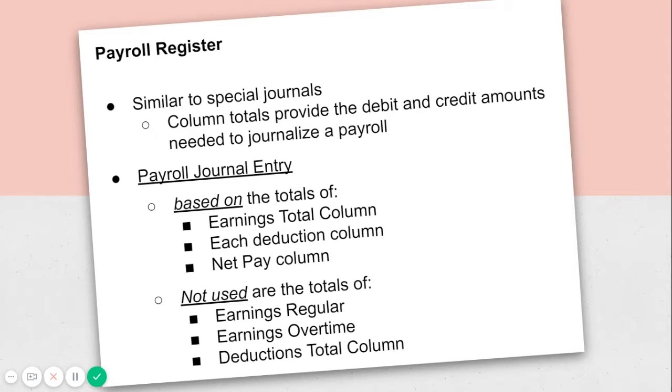Payroll register. This is similar to the special journals that we've done. Column totals provide the debit and credit amounts needed to journalize payroll. Payroll journal entry. This is based on the totals of the earnings total column, each deduction column, and net pay column. Not used are the totals of the earnings regular and earnings overtime. Also the deduction total column.